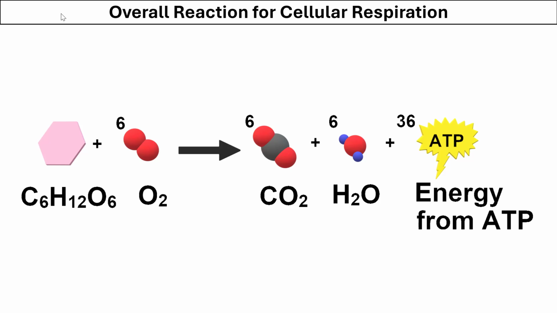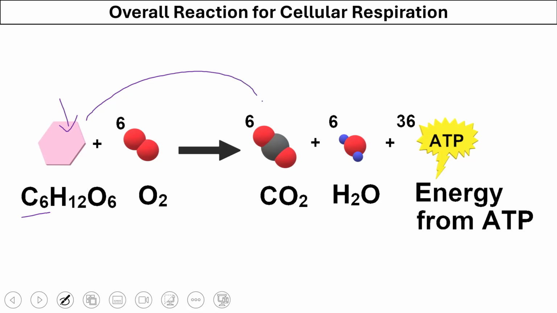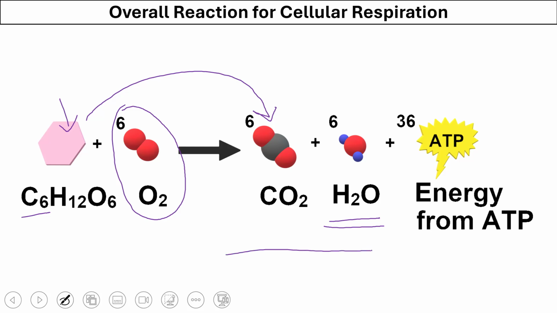Let's have a look at the chemical reaction behind cellular respiration. This is a molecule of glucose, which is a 6-carbon compound. Through this chemical reaction, these 6 carbons are released as 6 molecules of carbon dioxide. This reaction requires oxygen, and water is produced as a byproduct. This process leads to the release of energy in the form of ATP.